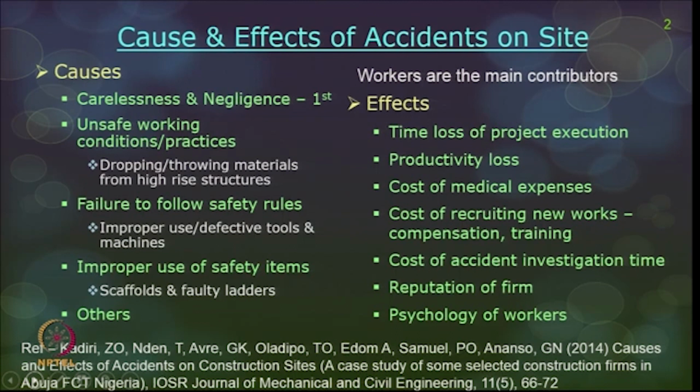Failure to follow safety rules: primarily if there is an improper way of operating equipment or executing construction work, or operating a defective tool or machine, these are all failures to follow safety rules. Even failure to wear PPE is one of the violations of safety rules. Improper use of safety items, for example scaffolds or faulty ladders, the way scaffolds are used on construction sites, all these can be examples. Now if you see here, workers are the primary party who are affected because of any accident or injury that we have seen. But who are the primary contributors?